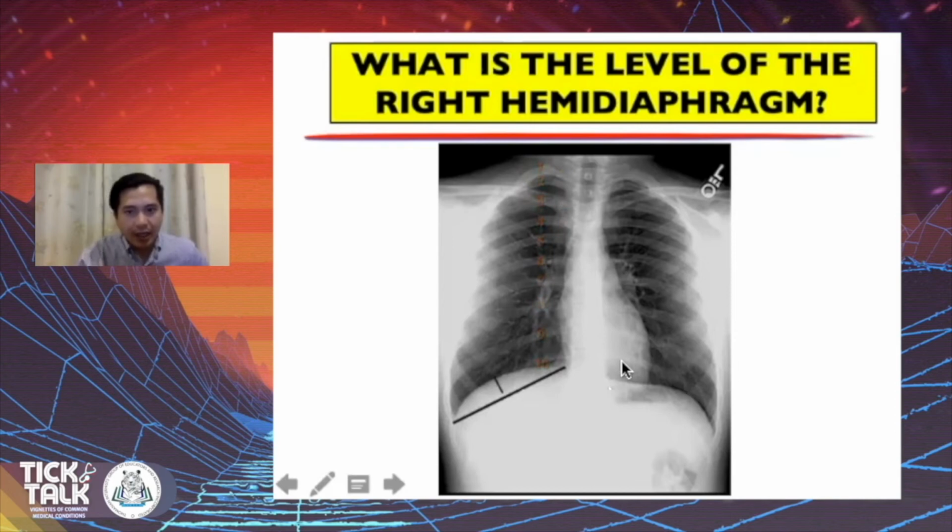Okay, and we have to make sure that the diaphragm is also dome shaped. And then we have to make sure that the costophrenic sulci on both sides are sharp. Any deviation from this, that means there's blunting, might be fluid in the lungs.